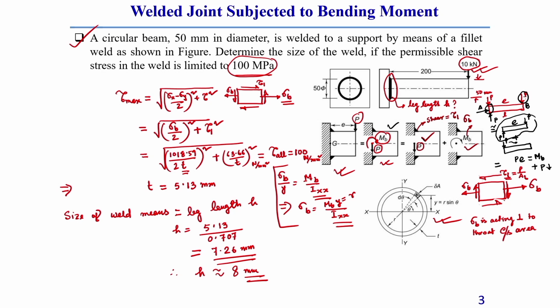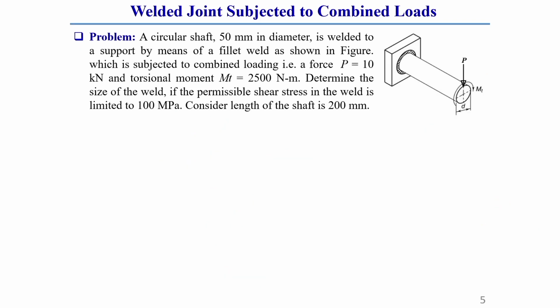So now we will solve another problem. We have got the idea about the concept of torsional moment as well as the concept of bending moment, and if a structure is subjected to them, how to find the resultant shear stress and the resultant torsional shear stress. That concept we already got. Now we will solve one problem by combining these two stress components.